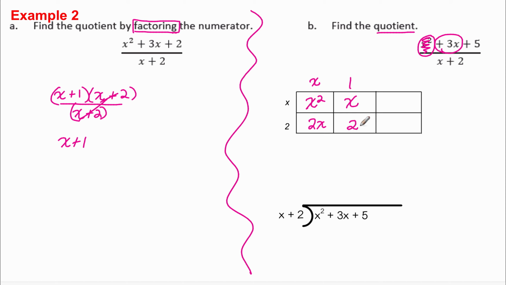This is 2, but that is not my last number. My last number is a 5. So what has to be in this spare box to get me 5? 3. But since there's nothing left to multiply, that's a remainder. So the quotient of that is x plus 1 with a remainder of 3.